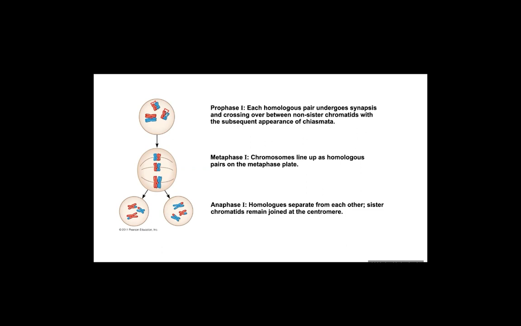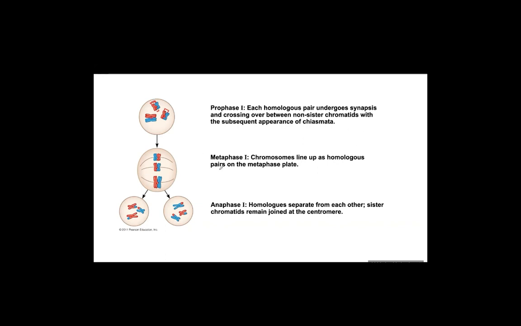And then can you see here, chiasma? Here's a chiasma. But look here, chiasma only occurs between non-sister chromatids of a pair of homologous chromosomes. Chiasma cannot occur between different homologous pairs. Now, prophase 1, each homologous pair undergoes synapsis. Synapsis means they attach tightly, they pair up, and crossing over occurs between non-sister chromatids with the subsequent appearance of chiasmata.